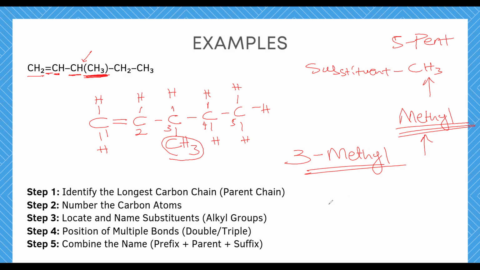Yes. Good. The next thing to do, remember we are following it step by step. We have identified the longest carbon chain. We've numbered the carbon atoms. We have located the substituent and we have named it. Now, the position of the multiple bond. Is there a double bond in this structure?